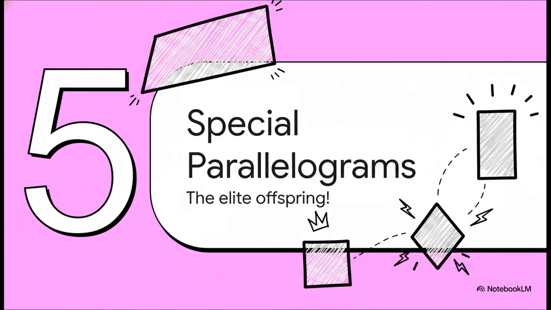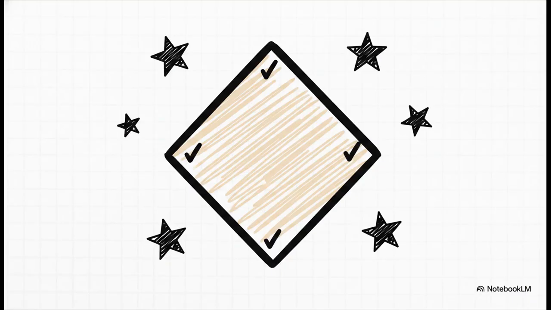All right, the final stretch, Section 5, Special Parallelograms. Time to meet the elite offspring. Meet the first elite kid in a family, the rhombus. A rhombus takes everything a basic parallelogram is and gives it a massive upgrade. Instead of just having opposite sides equal, in a rhombus, all 4 sides are perfectly equal in length. Basically, think of it like a parallelogram that's just been squared up on its edges.